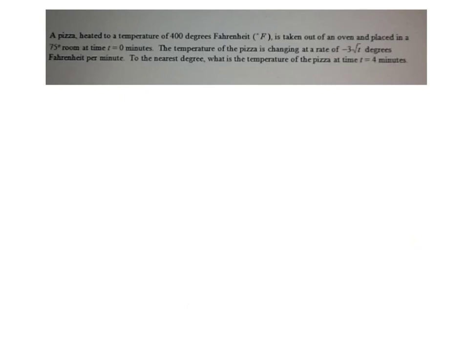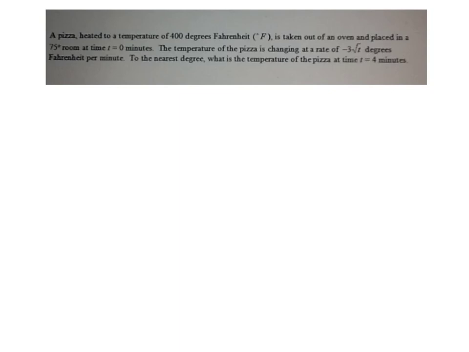Well, folks, we've made it to the last problem of the night here. So we've got a pizza, and I'm sure you can all picture this, heated to a temperature of 400 degrees Fahrenheit. It's taken out of the oven and placed in a 75-degree room at time t equals 0. The temperature of the pizza is changing at a rate of negative 3 radical t degrees Fahrenheit per minute. To the nearest degree, what is the temperature of the pizza at t equals 4?